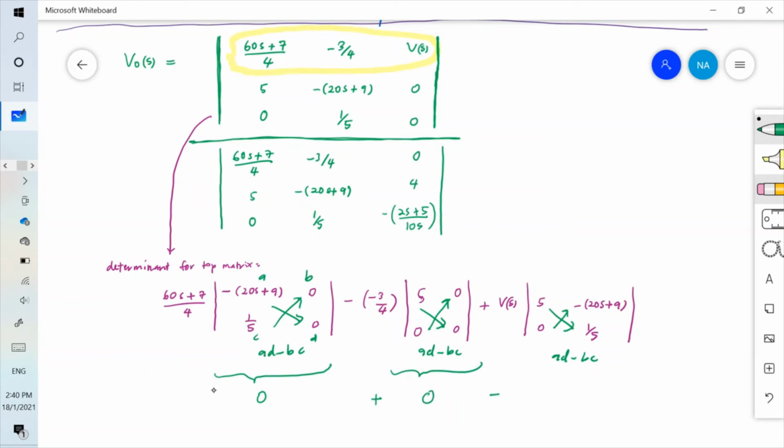And the last term, you have 5 multiplied by 1 over 5 minus 0 multiplied by negative 20s plus 9, which is a 0. So you get your determinant equals to Vs. So the determinant for the top matrix is Vs.